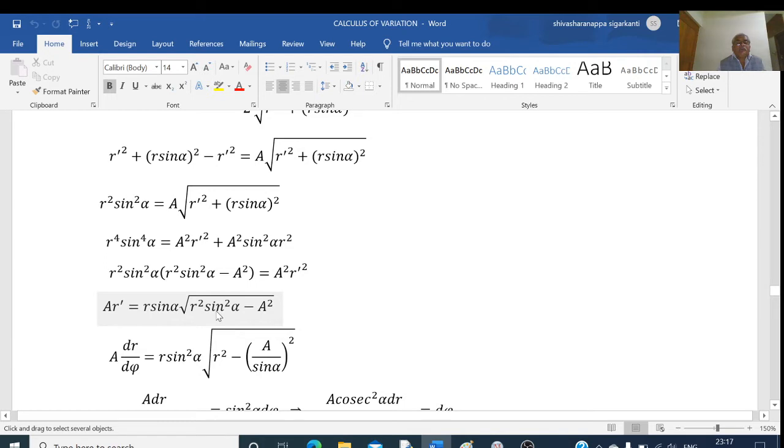What I am doing here is taking sin square alpha as a common factor within this root, and if I take that sin square alpha outside, it will become sin alpha. Already when sin alpha is there, we get r into sin square alpha, and within the root, r square minus, here I have to divide this by sin square alpha, that is a square by sin square alpha, or a by sin alpha whole square. This is a into dr by d phi is equal to r sin square alpha into square root of r square minus a by sin alpha whole square.